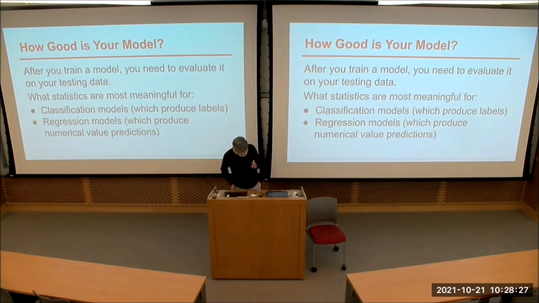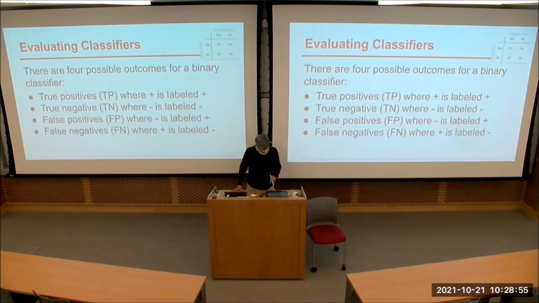So for the rest of the class, I'd like to go through some of the statistics that tend to be meaningful in evaluating both what I'll call classification models, the ones that produce labels, yes or no, malware or not, and regression models that produce a numerical prediction. Different statistics are appropriate for each of these kinds of things. So first, let's look at what happens when you're evaluating the malware, non-malware classification problem. When you look at metrics for evaluating classifiers, there tend to be four things that can happen on any given example.